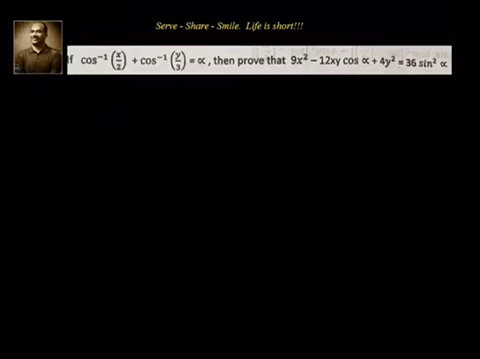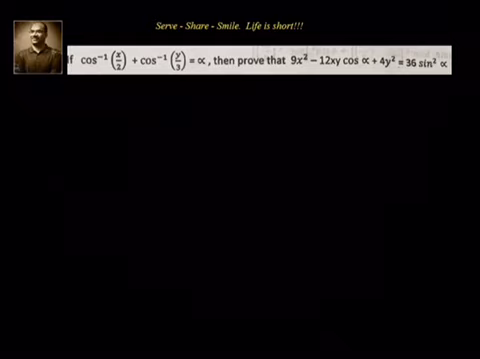Let us look at this problem related to inverse trigonometric functions. If cos inverse x by 2 plus cos inverse of y by 3 equal to alpha, then prove that 9x square minus 12xy cos alpha plus 4y square equal to 36 sin square alpha.